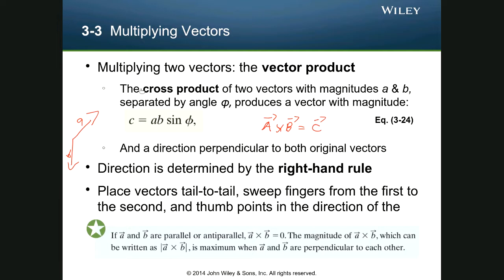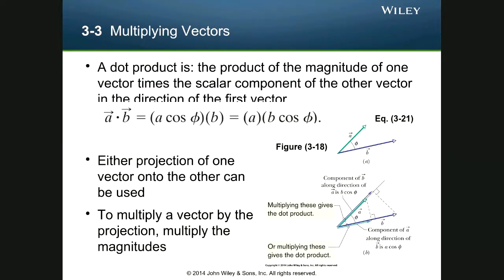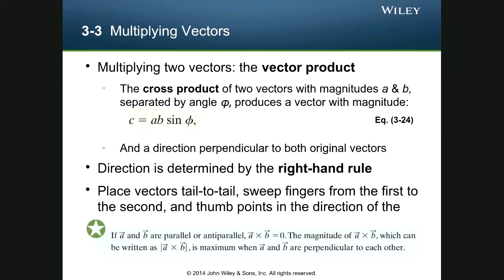So the dot product takes two vectors, and gives you a scalar. The vector product, which is what we're talking about now, gives you a new vector. And the vector has magnitude, and we use our right-hand rule, which we're going over right now, to get the direction. So the vector product gives you a vector with a magnitude and a direction. Very important distinction. Okay? Does that make sense? Okay, I'm going to assume it does.